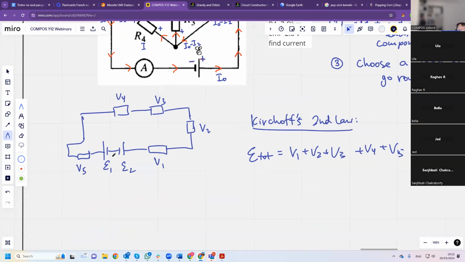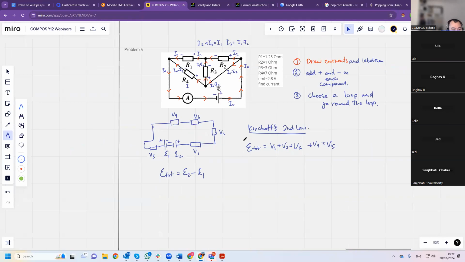But look, these batteries work against each other. You don't even know which way the current is in this network. So this one is plus minus, and this is minus plus. So they will push against each other. The total EMF is EMF2 minus EMF1. But what if you have an even more complicated network? There's going to be a problem.